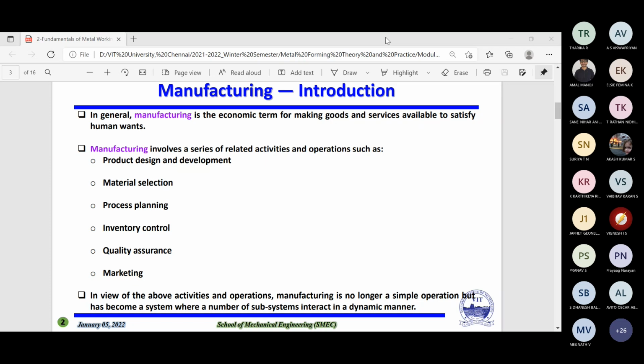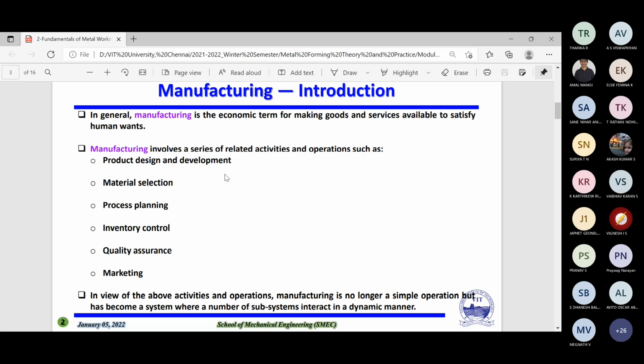In an engine, we can cast the engine cylinder and piston and all those things separately, and then we have to assemble them together. So making the individual parts is primary manufacturing. Assembling them together and making the final product is secondary manufacturing. Okay, fine. We'll go ahead, then you can tell me maybe at a later stage.